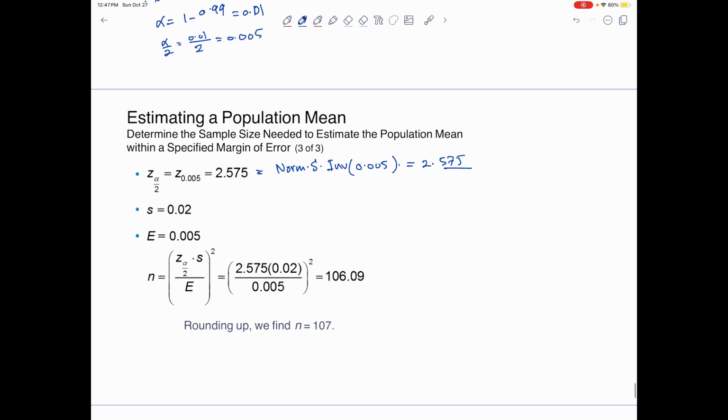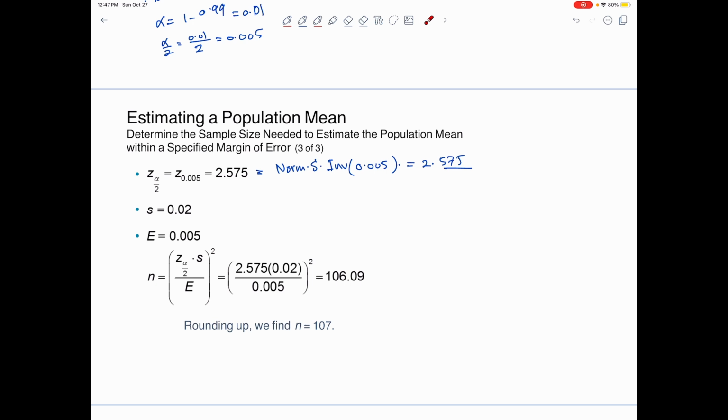And then we're going to apply the formula given here. So n equals z sub alpha divided by 2, which we computed, times s, which is given, divided by the margin of error. If the margin of error is given as a percentage, make sure you turn it into a decimal before using it. Then you divide and square your answer. So the answer here is 106.09. We're going to round this number up, so the required sample size will be 107.